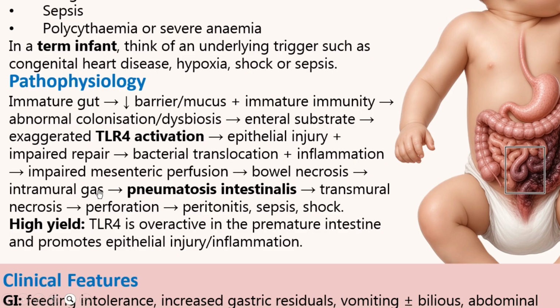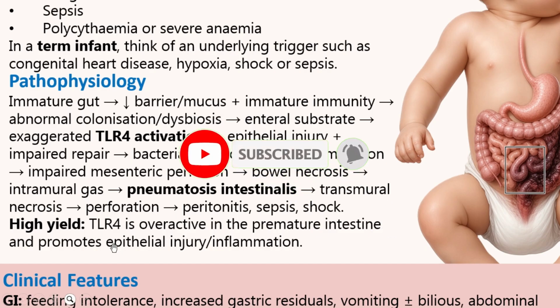It's going to increase. You're going to have impaired mesenteric perfusion, and then you end up with bowel necrosis and intramural gas, which will always be seen on X-ray as pneumatosis intestinalis, which is basically air within the wall of the intestines. Then after having this air go there, you're going to have the transmural necrosis, perforation, peritonitis, sepsis will follow, and that baby is going to go into shock.